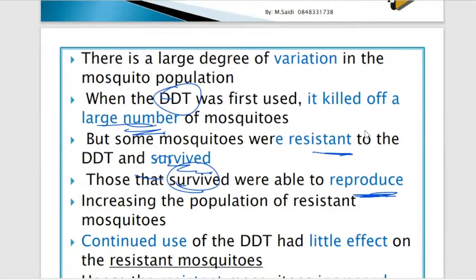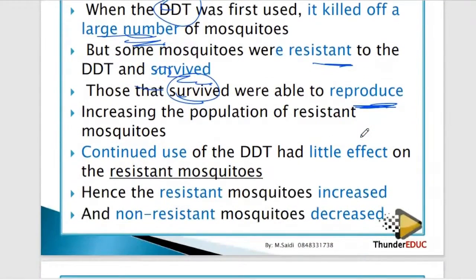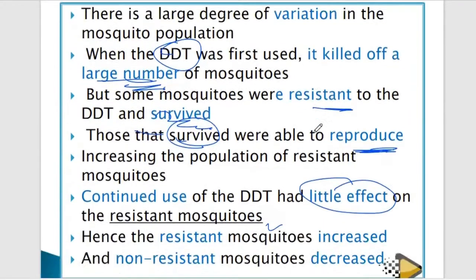The continued use of this application, ARVs, DDT, whatever the question is asking about, will have little effect on those organisms. In this case, they are mosquitoes; it could be bacteria or virus. Hence, the resistance of the mosquito has increased. So basically, that's what you talk about. It's not a big deal, but please know how to apply it.